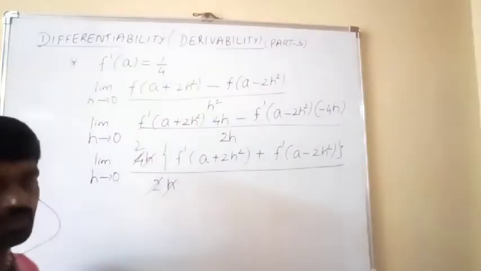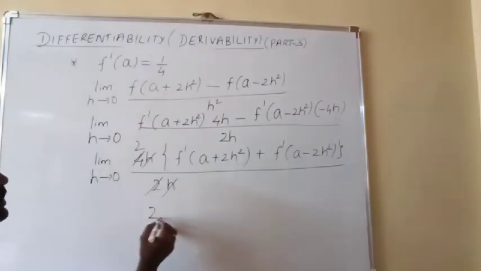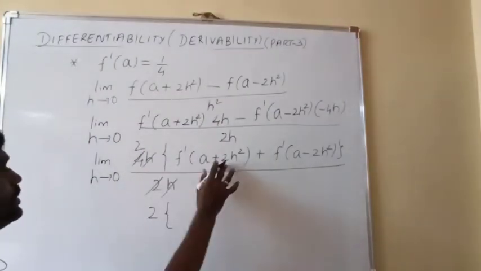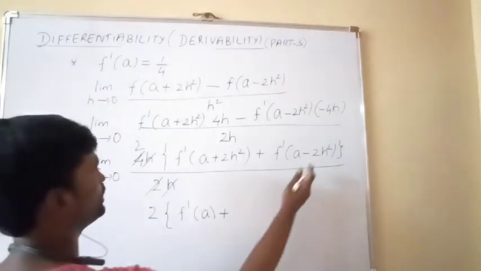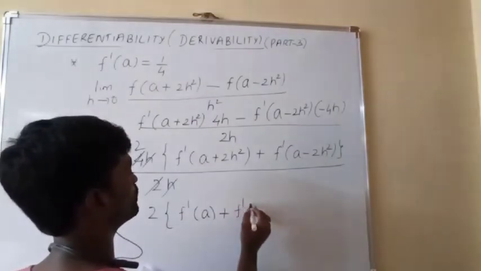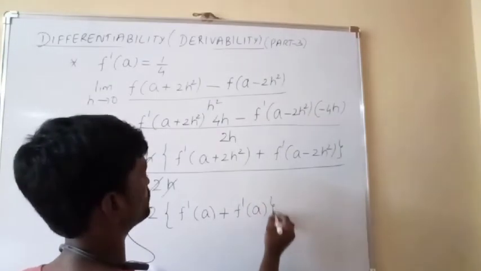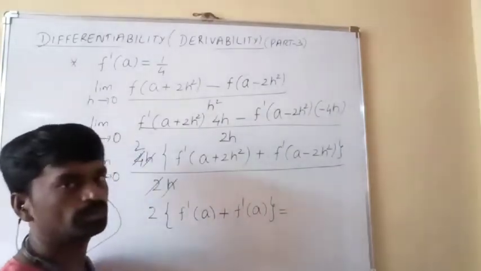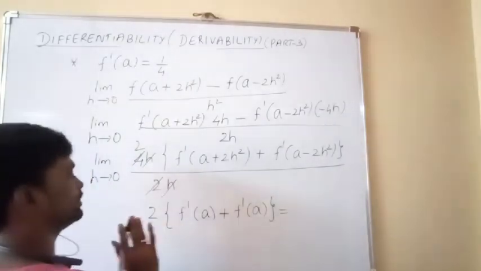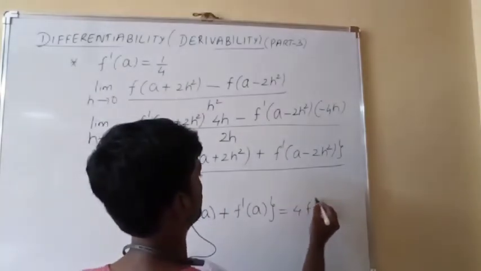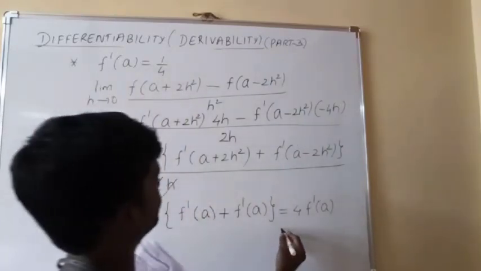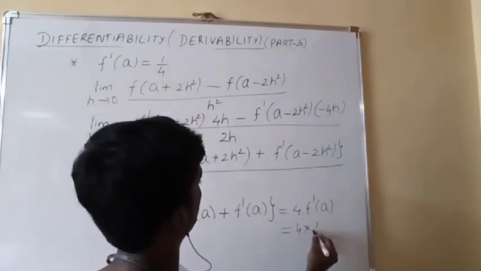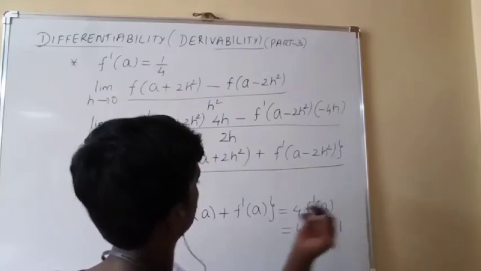Now if you apply the limit, you won't get any 0 by 0 form. So 2 into, if you substitute h value 0, the first term is f dash of a, plus again f dash of a. So f dash of a plus f dash of a is 2 into f dash of a, and 2 into f dash of a into 2 is 4 into f dash of a. But what is f dash of a? 1 by 4. So 4 into 1 by 4, the answer is 1.